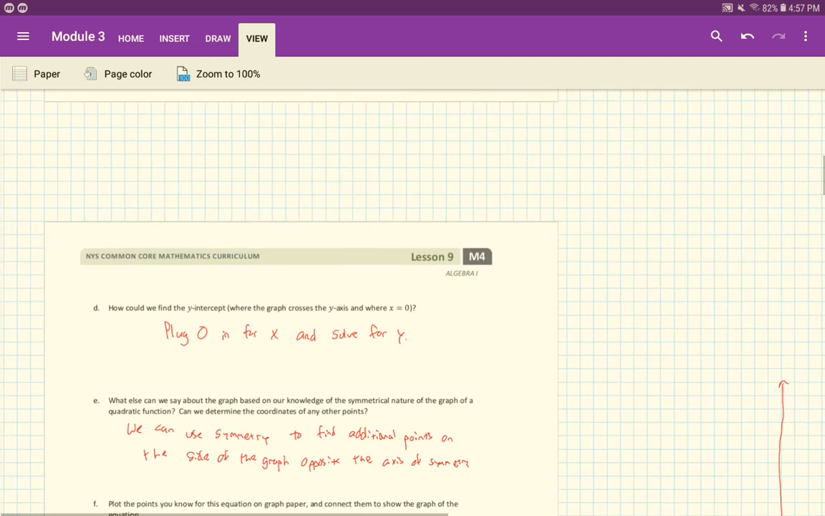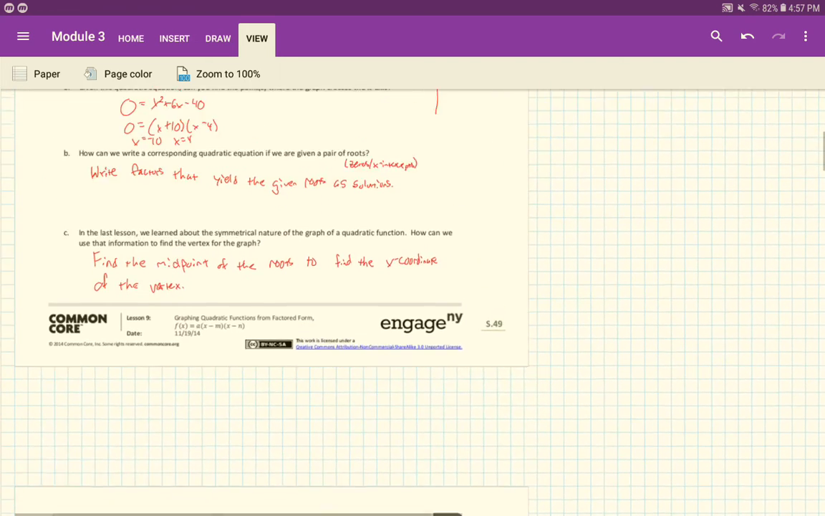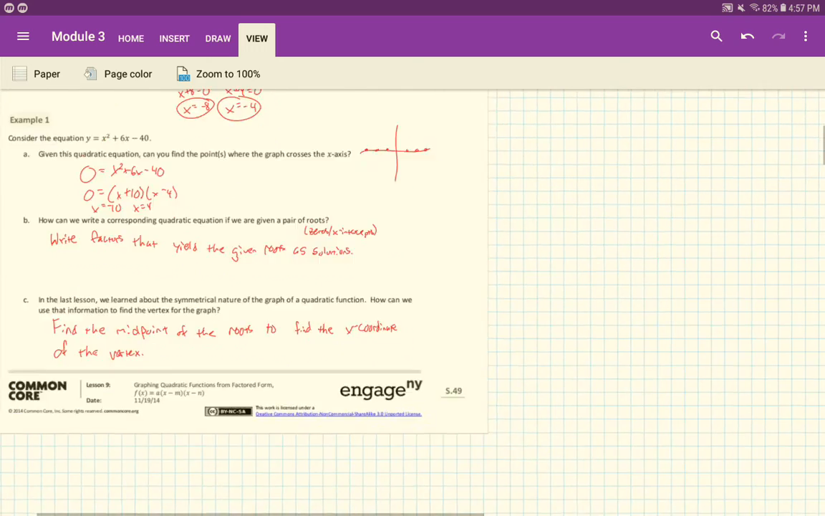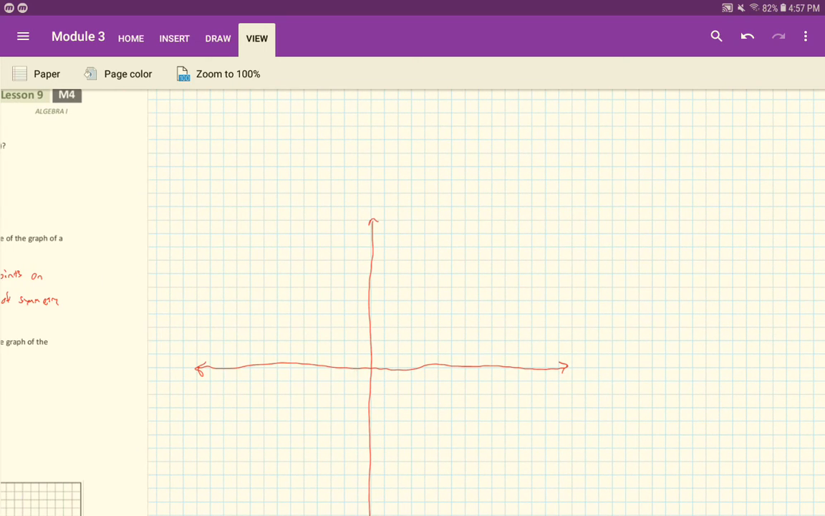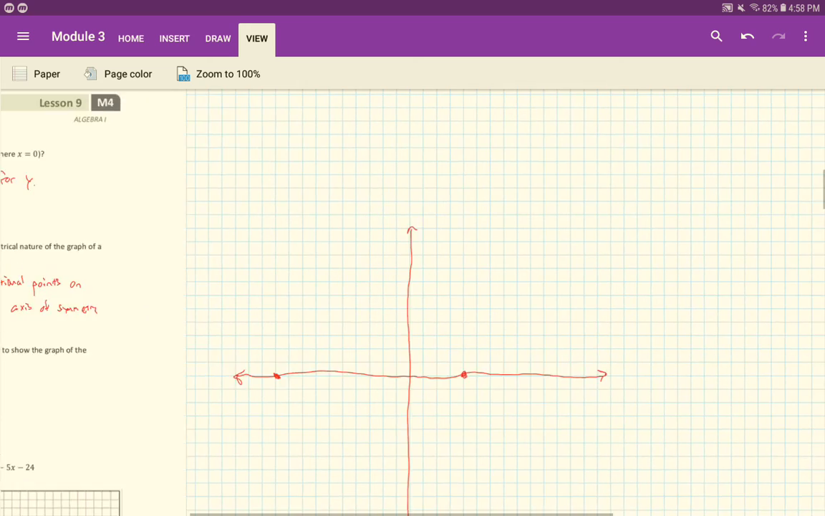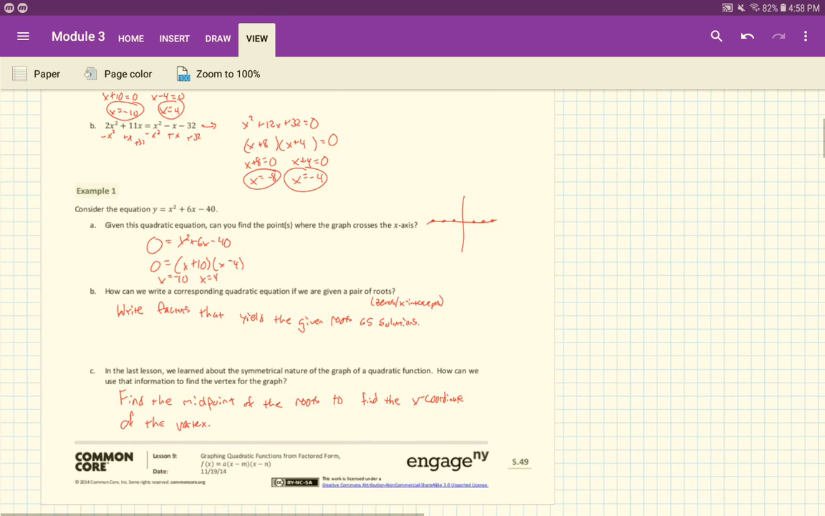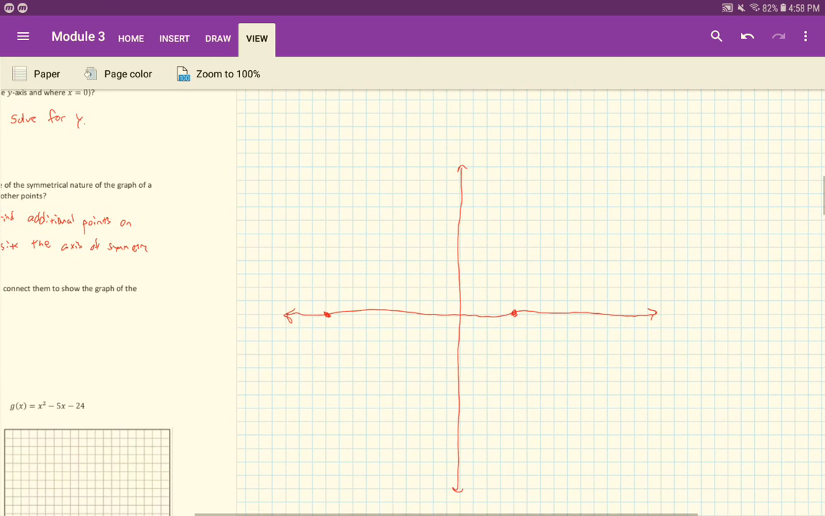Okay, so let's see. We have the x-intercepts at -10 and 4. So 1, 2, 3, 4, 5, 6, 7, 8, 9, 10, and 4: 1, 2, 3, 4. And the y-intercept, we didn't calculate it, but if we plug 0 in here, we're going to get -40 as a y-intercept. Goodness gracious. I'm going to count by 5s here. So 5, 10, 15, 20. This would be -5, -10, and so on. So 5, 10, 15, 20, 25, 30, 35, 40. So there's -40 right there.